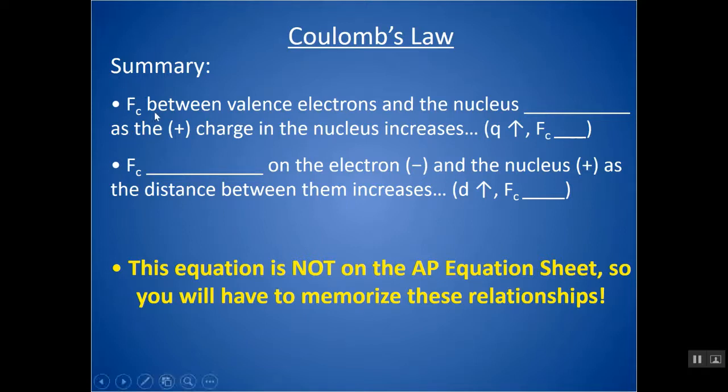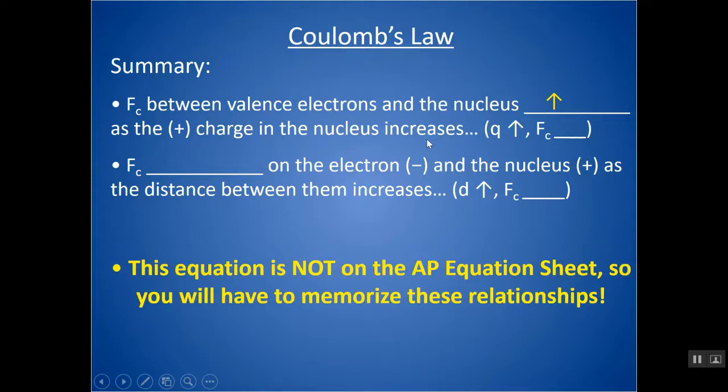The Coulombic force of attraction between the valence electrons and the nucleus, or any electrons really and the nucleus, is going to increase as the charge of the nucleus increases. That's a big selling point here. The more protons you have in your nucleus, the more they're going to attract the electrons. The first energy level might get pulled in more than the first energy level in something that has fewer protons. Okay, so charge is going to be a big factor here.